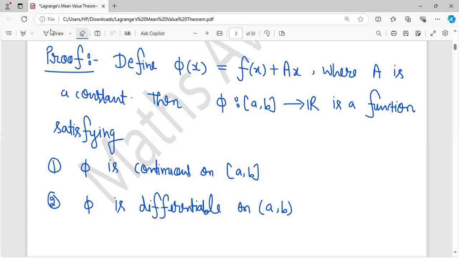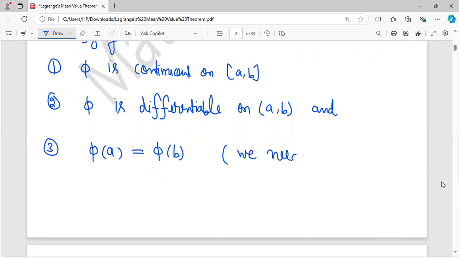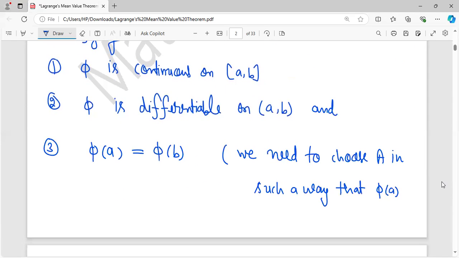Now we need to find A such that the third condition of Rolle's theorem is also satisfied. Third, phi(a) is equal to phi(b). We need to choose A in such a way that phi(a) becomes equal to phi(b).